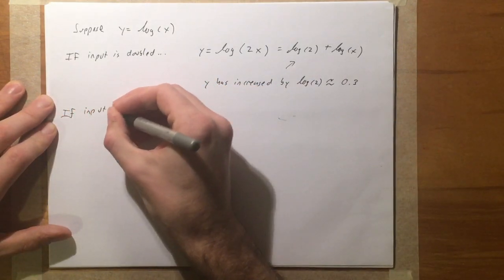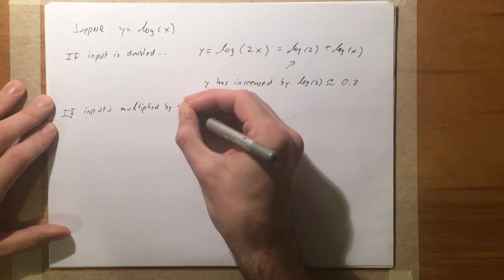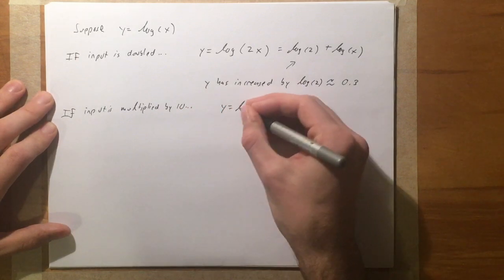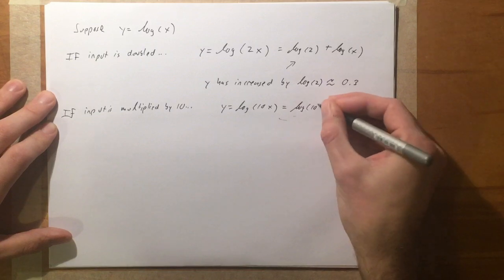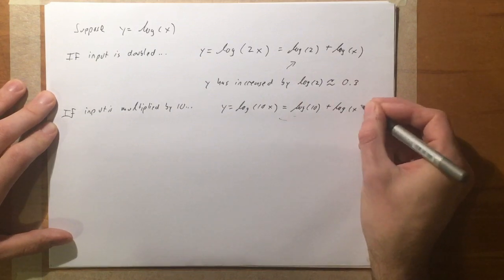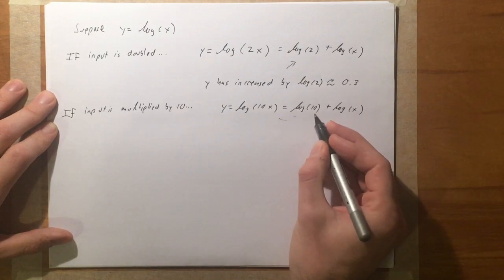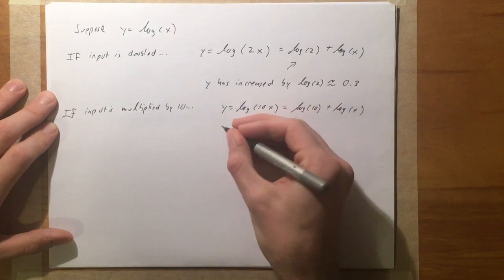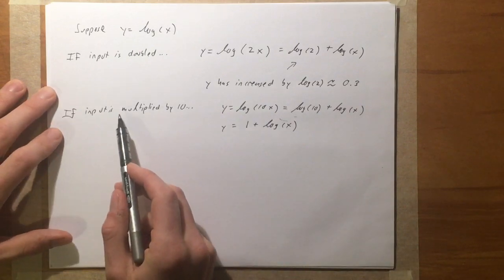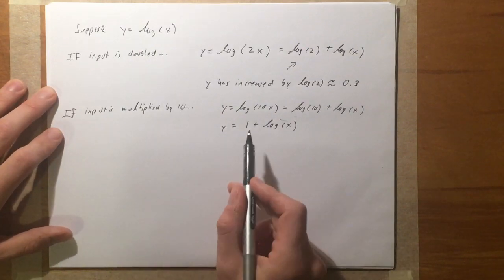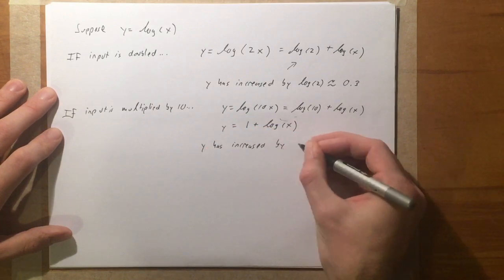If input is multiplied by 10, what happens? y equals log of 10x, right? Well then, that's log of 10 plus log of x. And log of 10, since we're dealing with common log here, it's log base 10 of 10. That part equals 1. So then we have y equals 1 plus log of x. So when you multiply your input by 10, what you do is you just add 1. y has increased by 1.